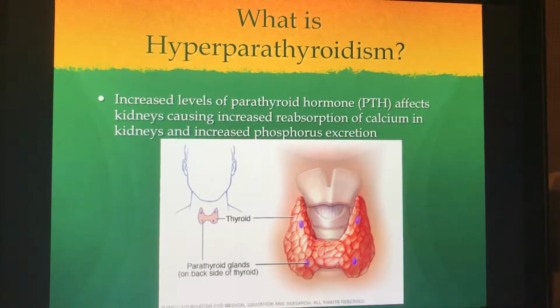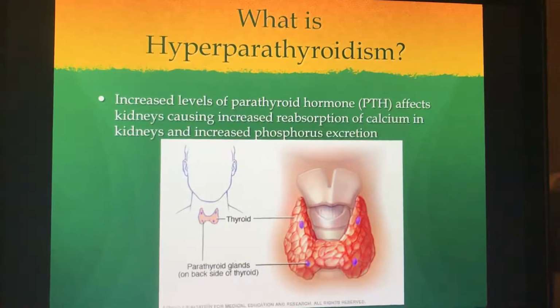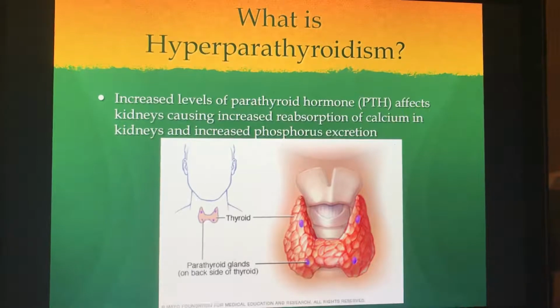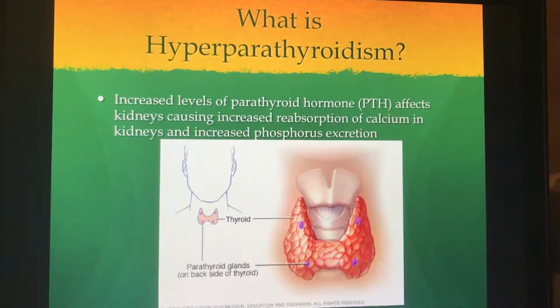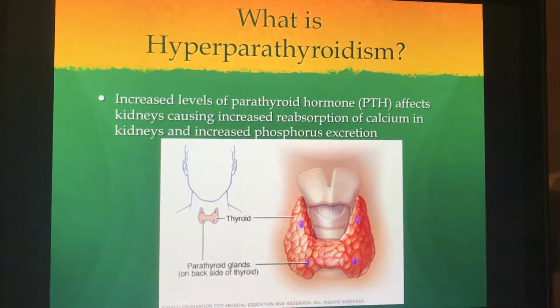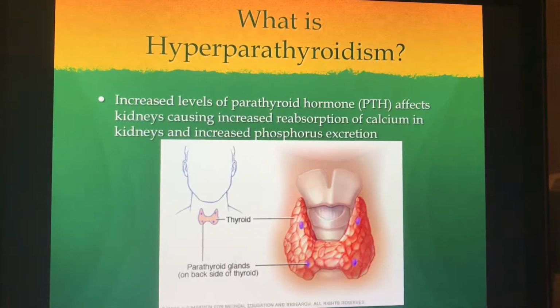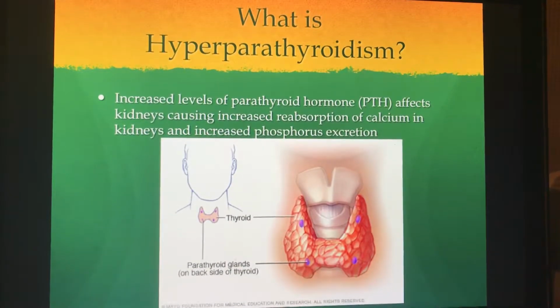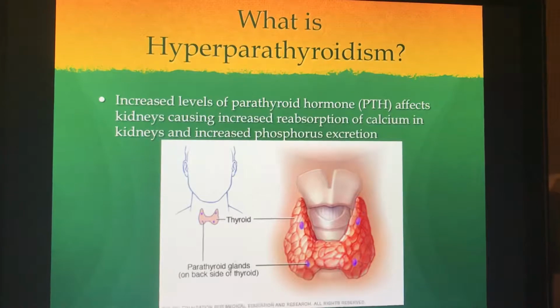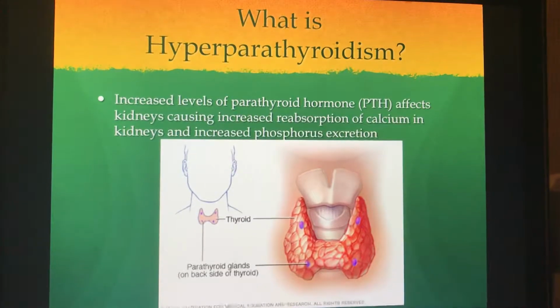When there's too high levels of PTH, this causes bone reabsorption, decreased levels of osteoblastic activity, which is bone reproduction, and increased levels of osteoclastic activity, which is bone destruction. This causes calcium and phosphorus to enter the blood and reduce bone density.